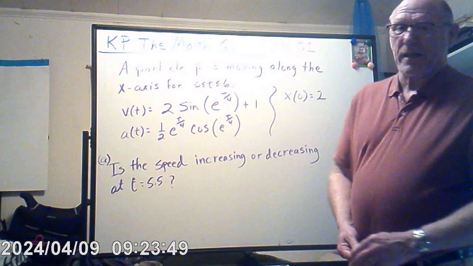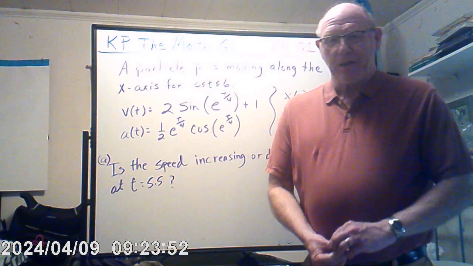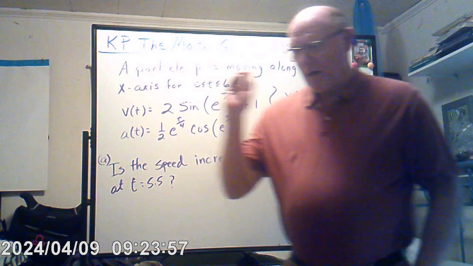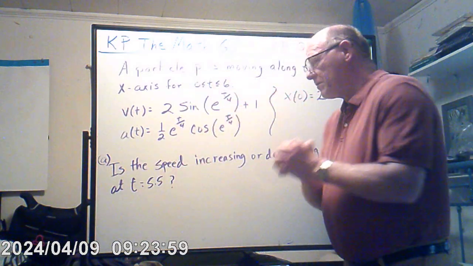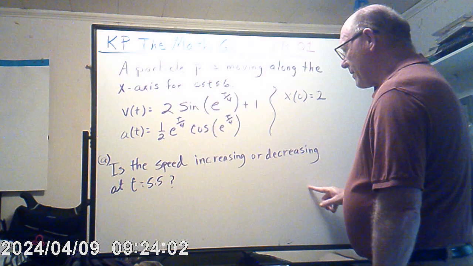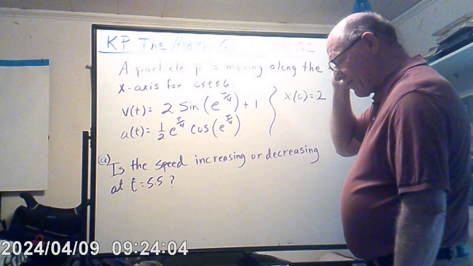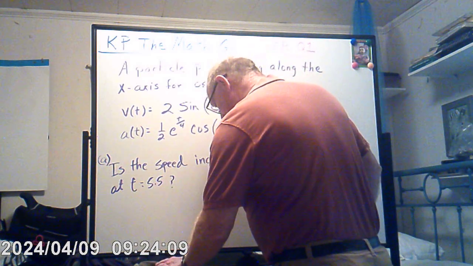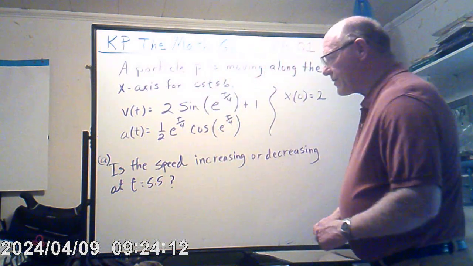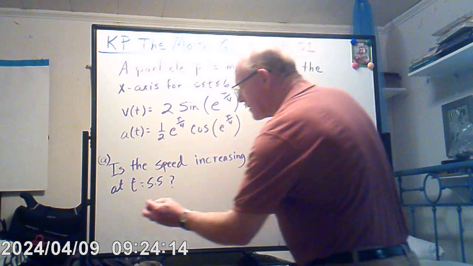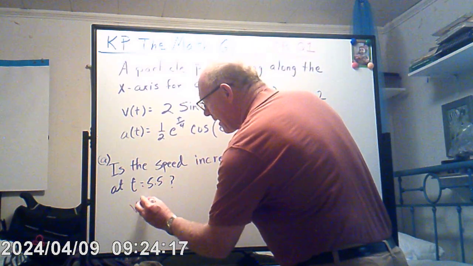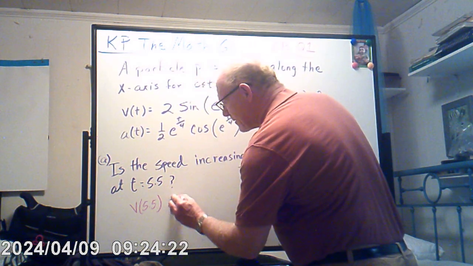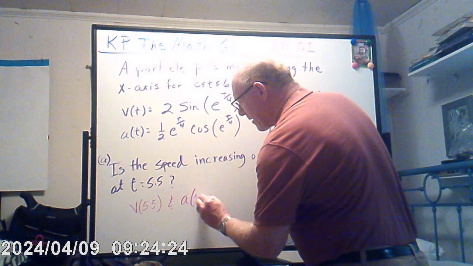Now, how do you find that? You probably know, but in case you've forgotten, you have to understand what you have to do. What we have to do is find V at 5.5 and A at 5.5.